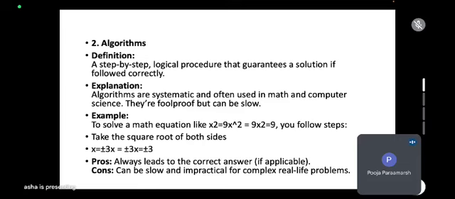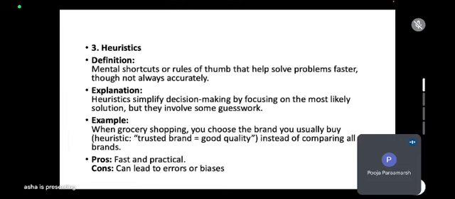Moving on to the next one, which is heuristics. Its definition is mental shortcuts or rules, or we call them thumb rules, that help solve a problem faster. Though not always accurate. It simplifies decision making by focusing on the most likely solution.